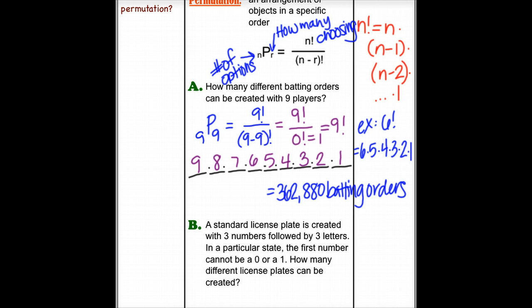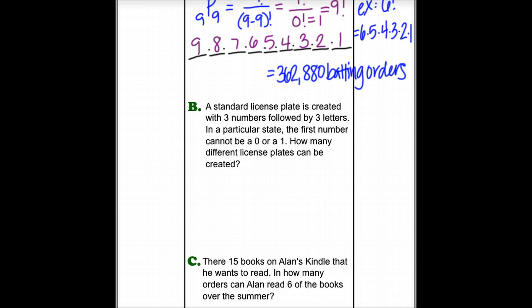Now we want to look at a little bit different type of problem. A standard license plate is created with 3 numbers followed by 3 letters. In a particular state, the first number cannot be a 0 or a 1. How many different license plates can be created? A license plate is determined by 3 numbers followed by 3 letters. It doesn't say anything about numbers and letters being repeated, and if you know anything about license plates, you can repeat numbers. This goes back to one of the fundamental counting principle problems on your worksheet from last night.